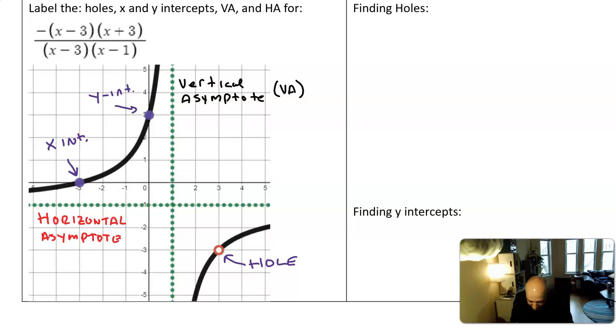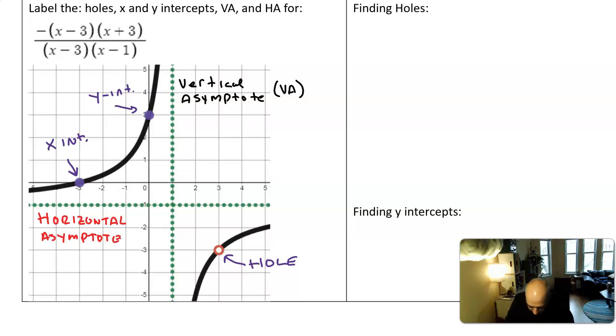So these are the main five things: the intercepts, asymptotes, and holes. They're going to tell us where graphs live. So this graph we can see has a hole at (3, -3). Holes always have coordinates. They're not just floating out in space. How do you find it? And in a rational function, what makes a hole?